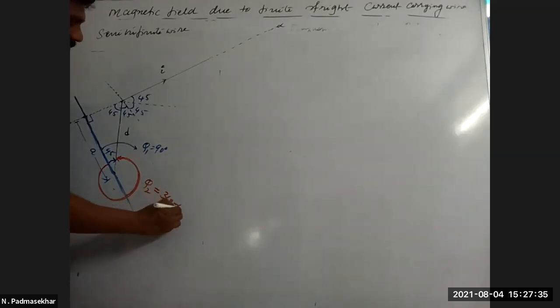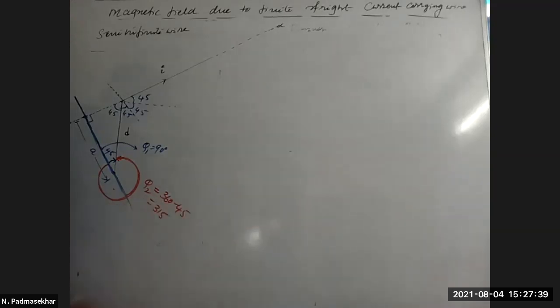360 minus 45. This is equal to 315. That is enough if we know that. So we need to find this out. It is 90. This is d. This is what is it?